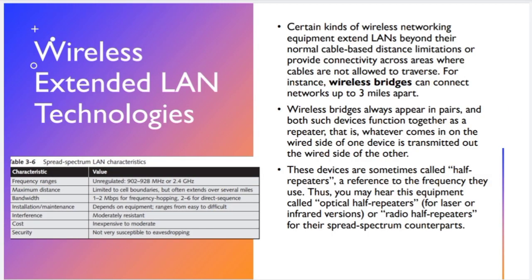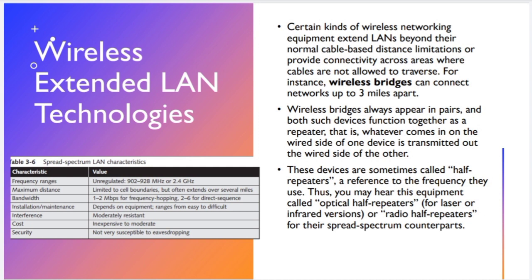Certain kinds of wireless networking equipment extend LANs beyond their normal cable-based distance limitations or provide connectivity across areas where cables are not allowed to traverse. For instance, wireless bridges can connect networks up to 3 miles apart. The wireless bridges always appear in pairs, and both such devices function together as a repeater. That is, whatever comes in on the wired side of one device is transmitted out to the wired side of the other. These devices are sometimes called half repeaters, a reference to the frequency they use. Thus, you may hear this equipment called optical half repeaters for the laser or infrared version, or radio half repeaters for the spread spectrum counterparts.